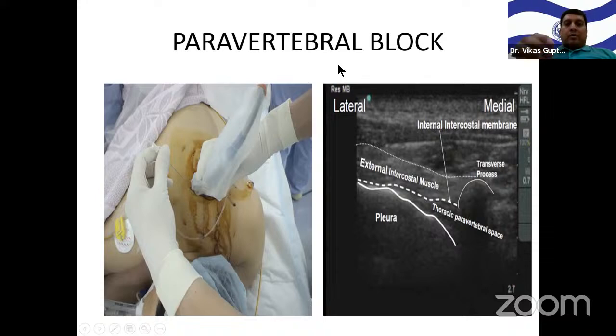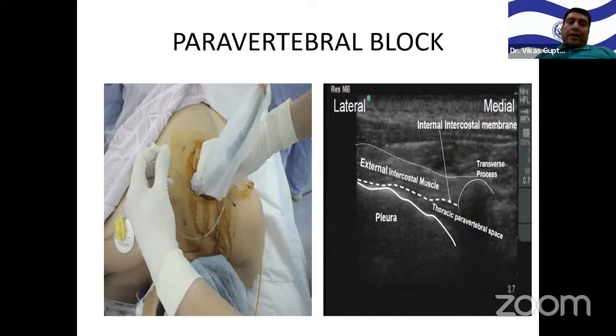We can use an in-plane approach, from cranial to caudal, or an out-of-plane approach also. But the main problem in the paravertebral block is that the sympathetic chain will be blocked. If the sympathetic chain is blocked, the patient can have more hypotension and bradycardia.